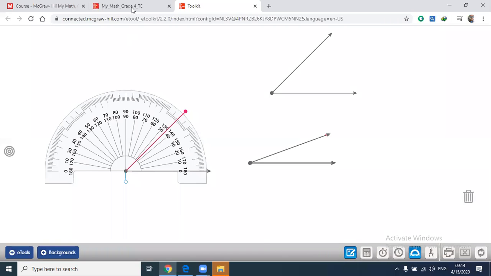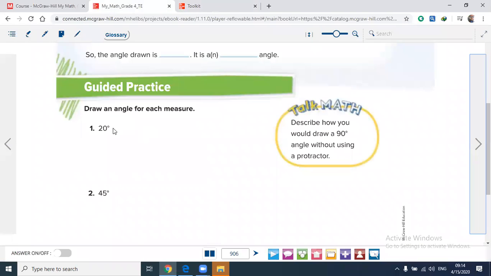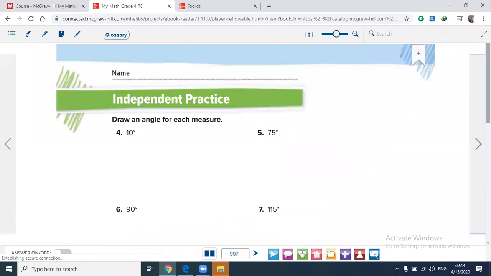Now we draw number 1 and number 2. You can do it by yourself by using your protractor and ruler. Next, page 910. Draw an angle for each measure. Number 4 with measure 10. Number 5 with measure 75. Number 6, 90 degrees. Number 7 with measure 115.